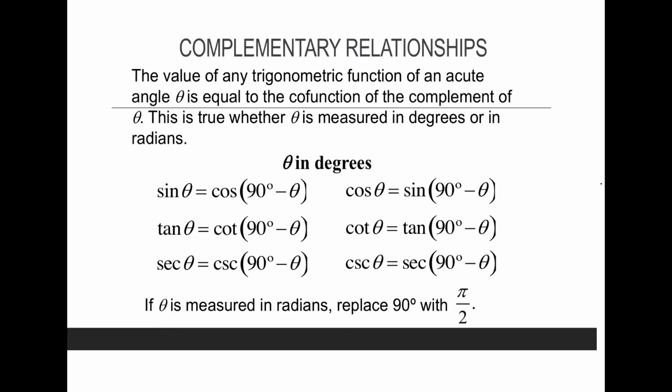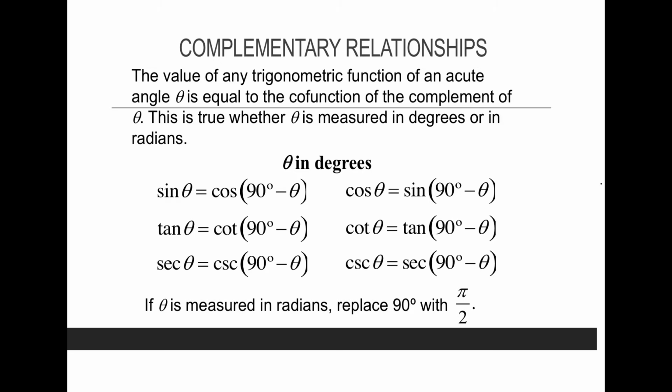Another thing we see with our trigonometric functions is that if we're dealing with an acute angle theta, so a theta that's between 0 and 90 degrees, we see that it's equal to the cofunction of the complement of theta. So like sine and cosine have a relationship, tangent and cotangent have a relationship, and secant and cosecant all have a relationship. And this kind of goes to some of their names.